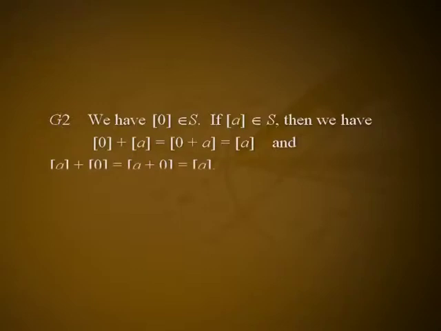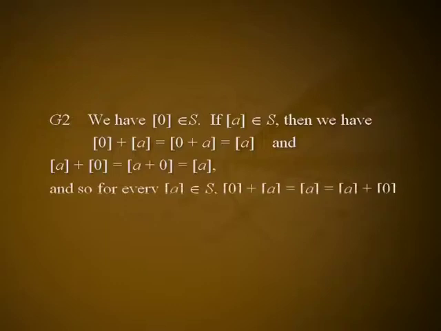G2: we have class 0 belongs to S. If class A belongs to S, then we have class 0 plus class A equal to class 0+A, which is equal to class A, and class A plus class 0 is equal to class A+0, which is equal to class A. And so, for every class A belonging to S, class 0 plus class A equals class A, which equals class A plus class 0, showing that class 0 is the identity element in S with respect to addition of residue classes.